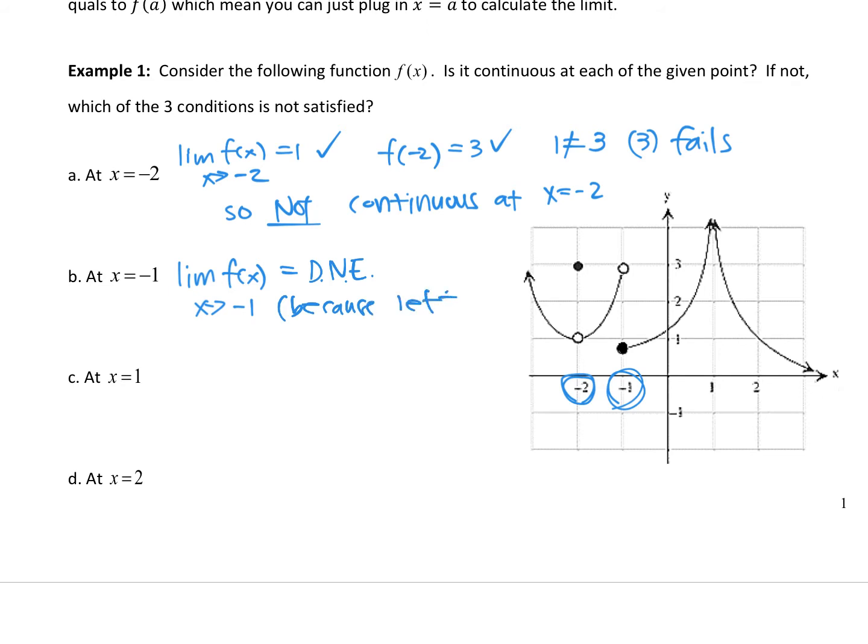the left limit is not equal to the right limit, right? So the first condition fails. In order to be continuous, I have to have all 3 conditions satisfied, except for this question, the first one is not satisfied, so you're done. So not continuous.